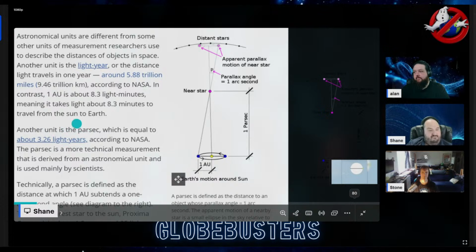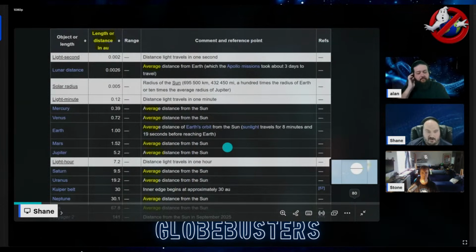So now we have this unit of measurement, and then you can even divide that further into light minutes and light seconds, and then you have 8.3 light minutes. These are all like derivatives of this relationship based on the AU, which we still have yet to define. And again, back to Wikipedia, these are all the distances that you get from Kepler.